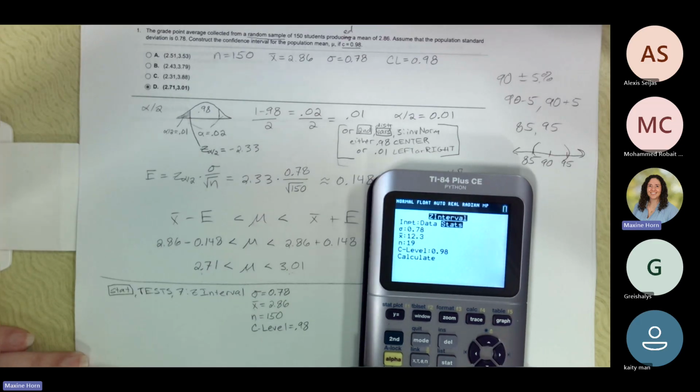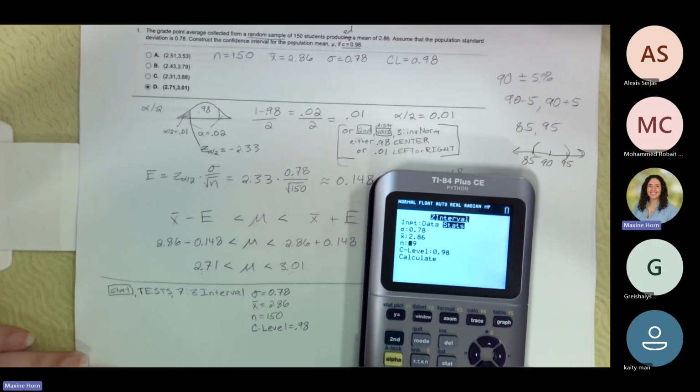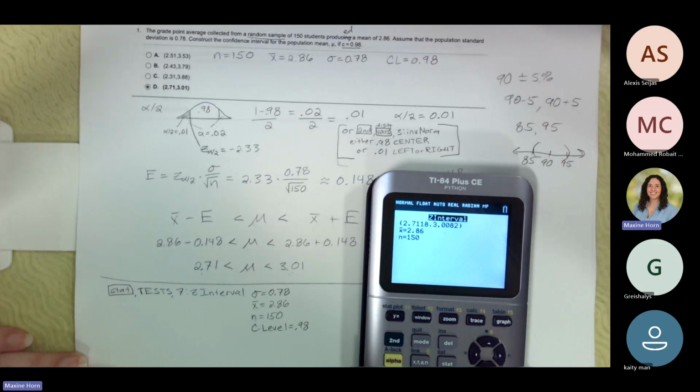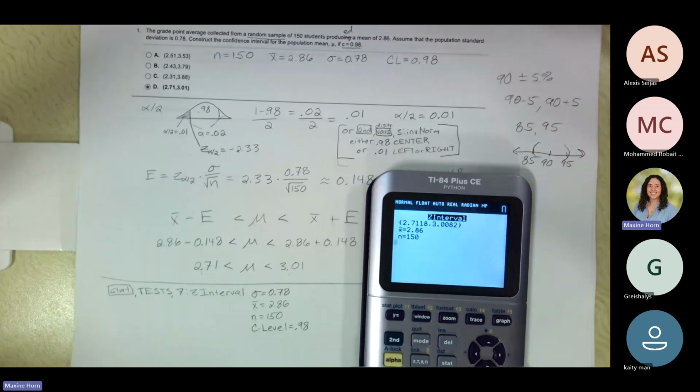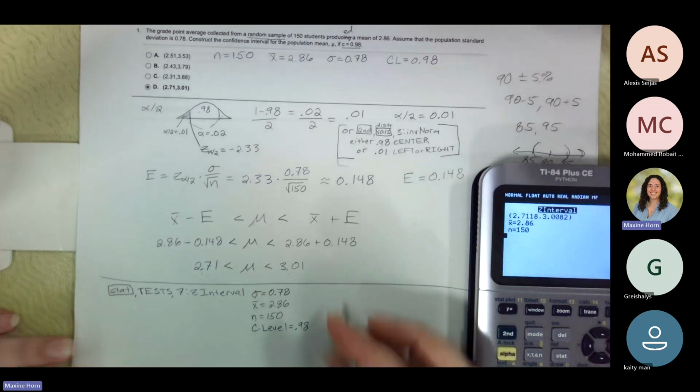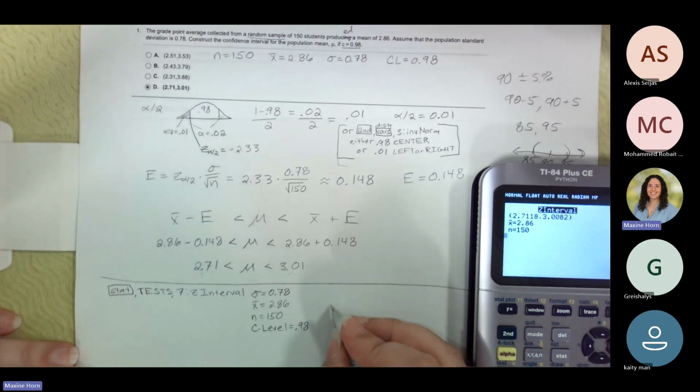0.78, 2.86, 150, and I happen to already have 0.98 there, but if I didn't, I would change it, and then you hit calculate, and there it is. That's it. That's our confidence interval. That's all the work that we had to do.